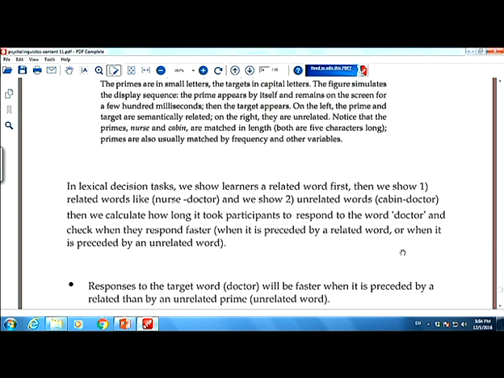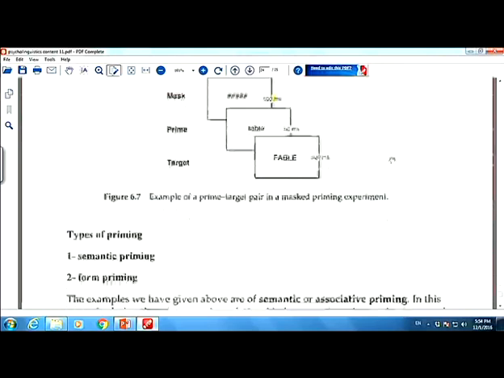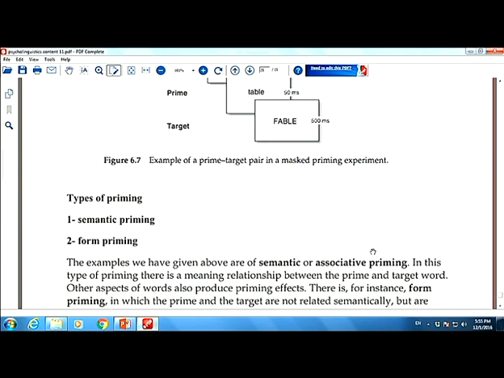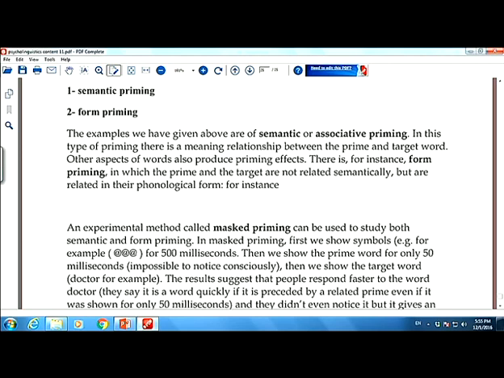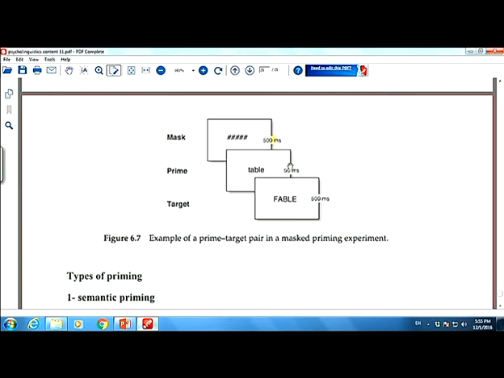Masked priming here. Types of priming. We have semantic priming and form priming. Semantic priming, that is, if the first word is related in meaning to the second word. Form priming, if the two words sound the same. For example, lake or cake, they sound the same, but they are not related semantically. Masked priming. If you remember, we only show this word that is the prime in the middle for 50 milliseconds. People don't notice it, but it affects how quickly they respond to this target.